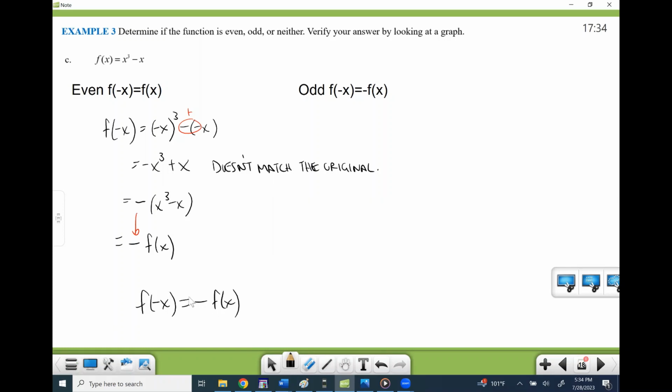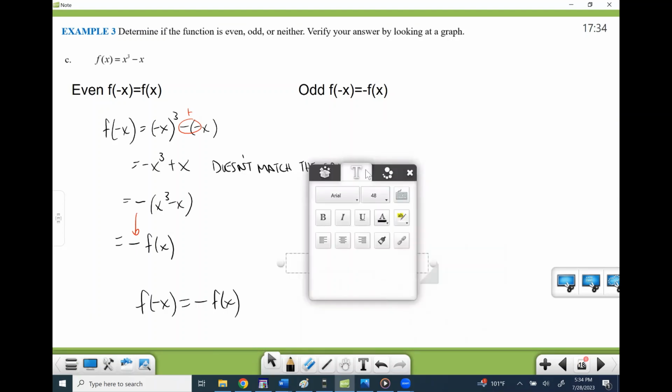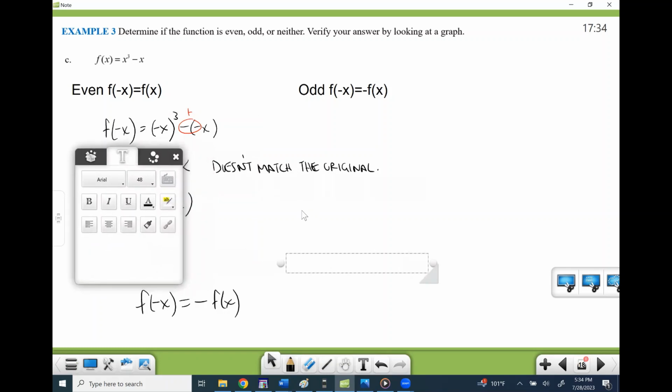And you don't have to go this far. I go this far so people can see this in action. But as soon as you see that this has the exact opposite signs as the original, be like, boom, it's odd. Okay. So this is going to be an odd function. So in other words, symmetric to the origin when we graph it.